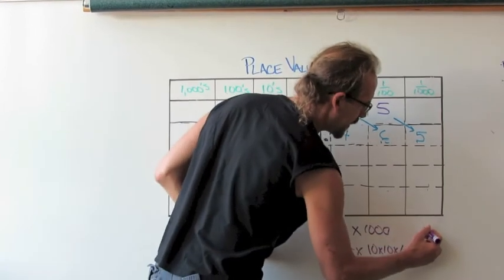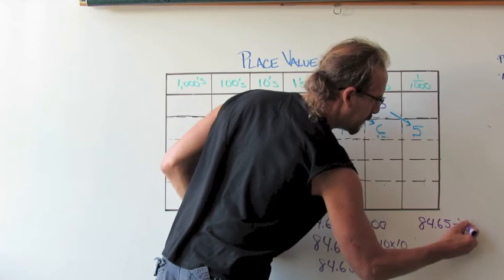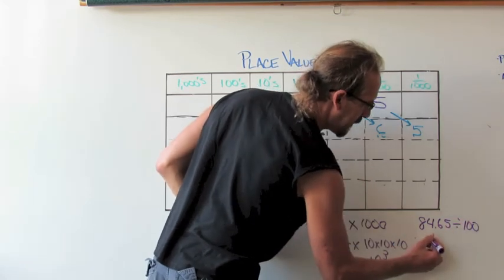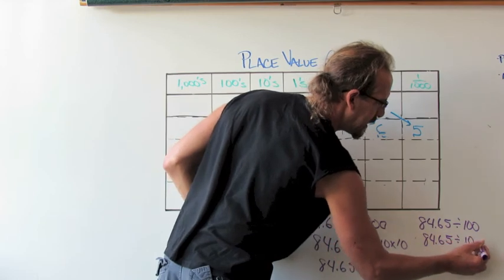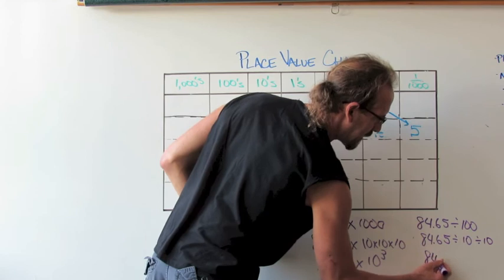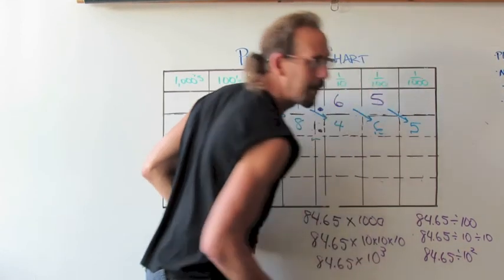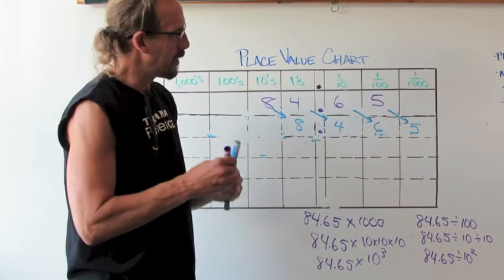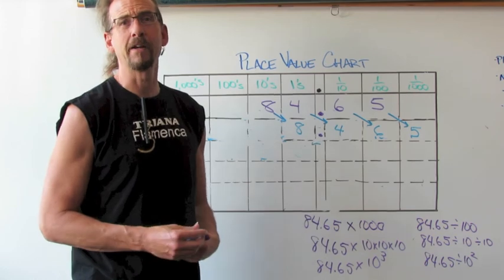And the same with division. If I'm dividing by 100, that's the same as dividing by 10, and then dividing by 10 again. And that is the same as dividing by 10 to the 2nd power. And that is the first module, or the first topic of Module 1.